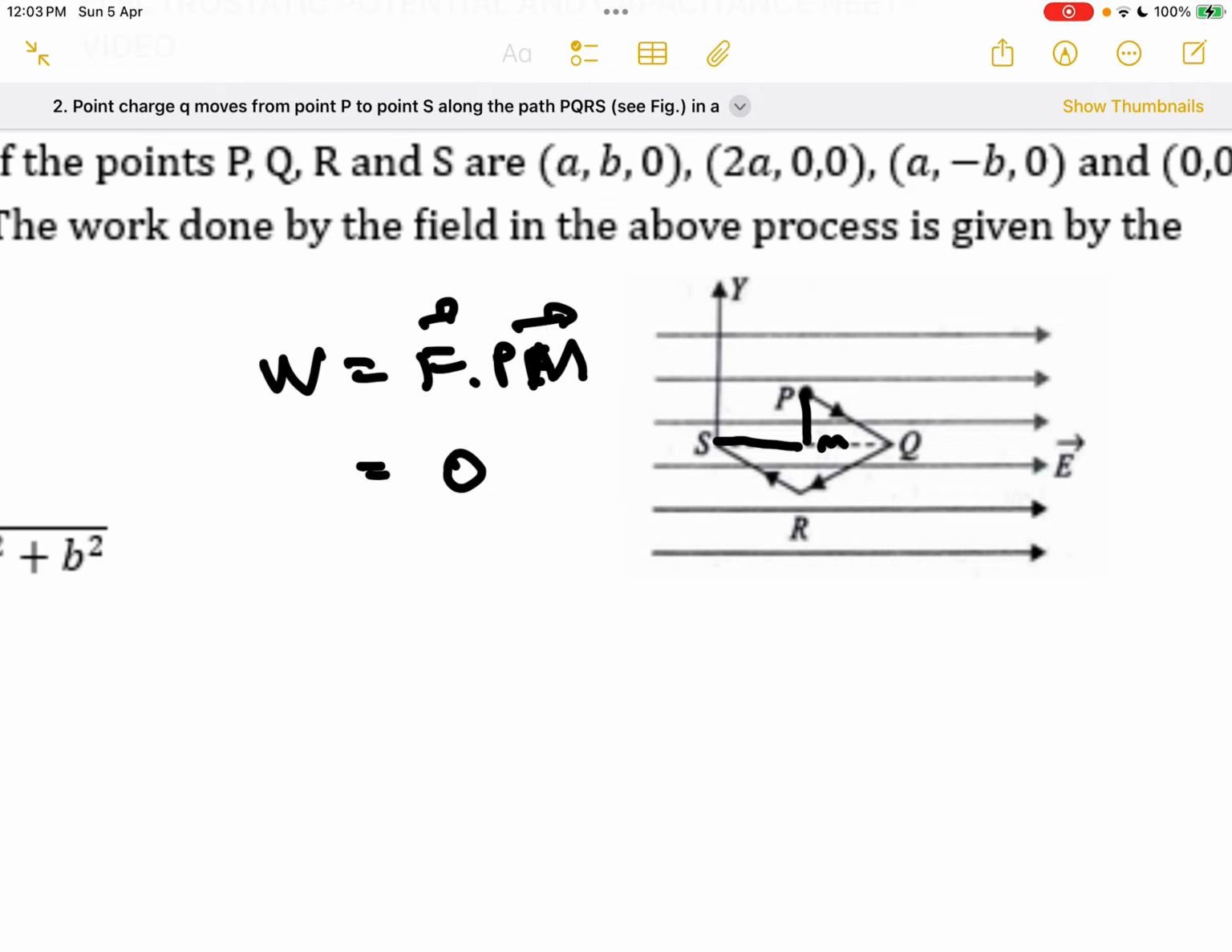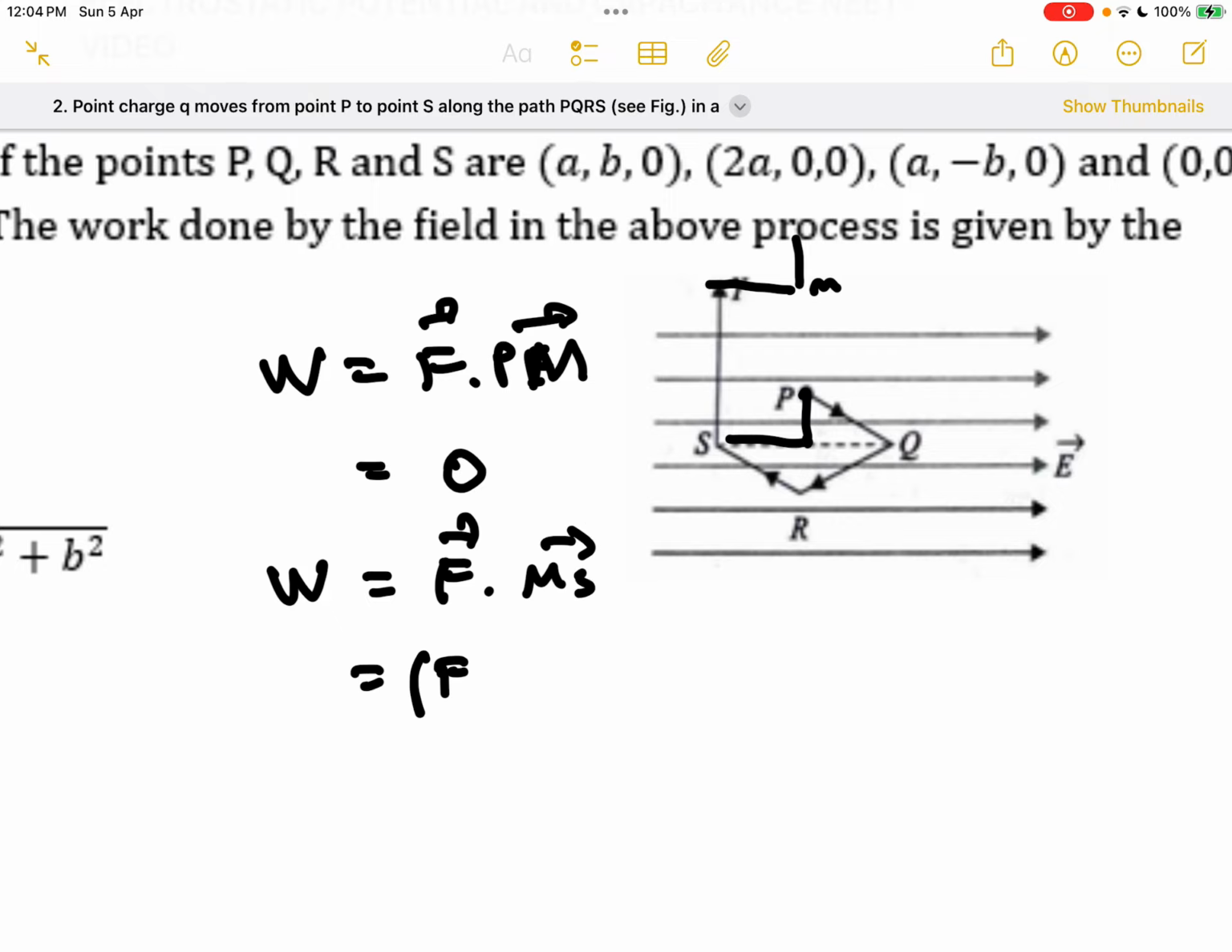The force is in the direction of electric field. PM is in a direction perpendicular to the electric field. Cos of the angle between force and displacement is 90. Cos 90 is 0. Similarly, let's talk about our charge moving from M to S. So if we move this way, now we are going to move that way. When you do that, we have W equal to F dot MS. Now the angle between force and displacement is 180 degrees.